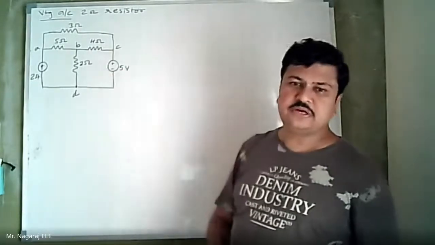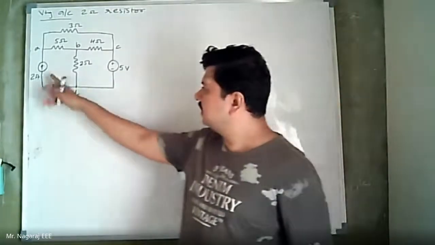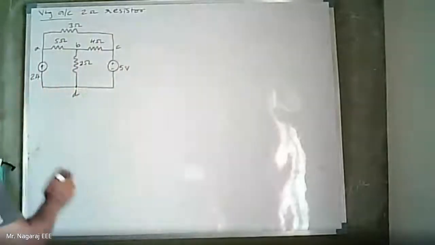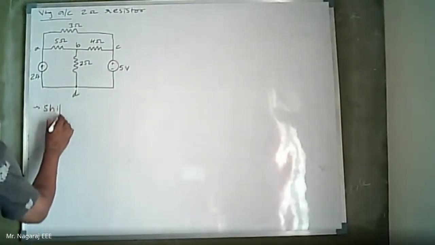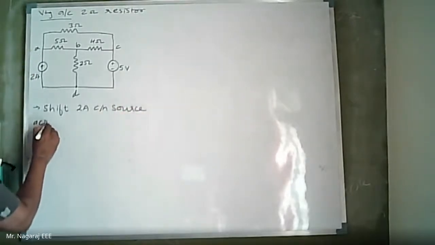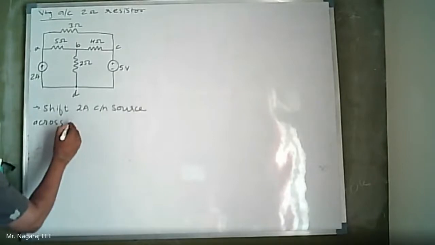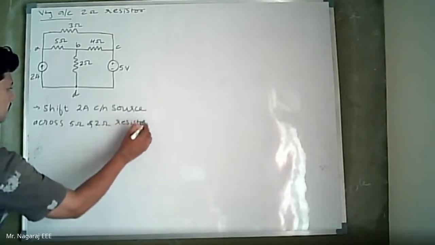So first I will shift the current source. Shift the 2 ampere current source across the 5 ohm and 2 ohm resistors.